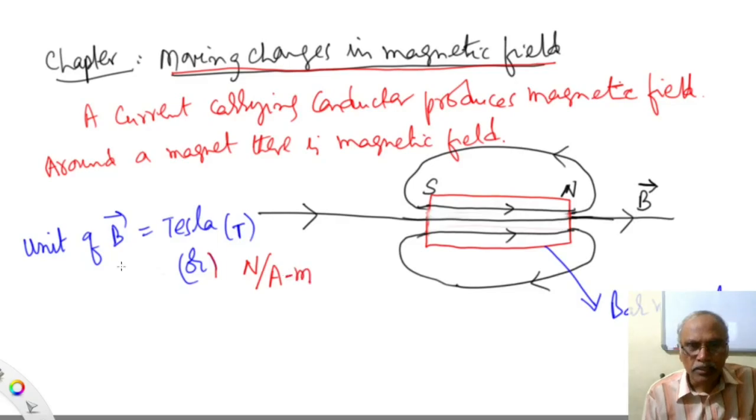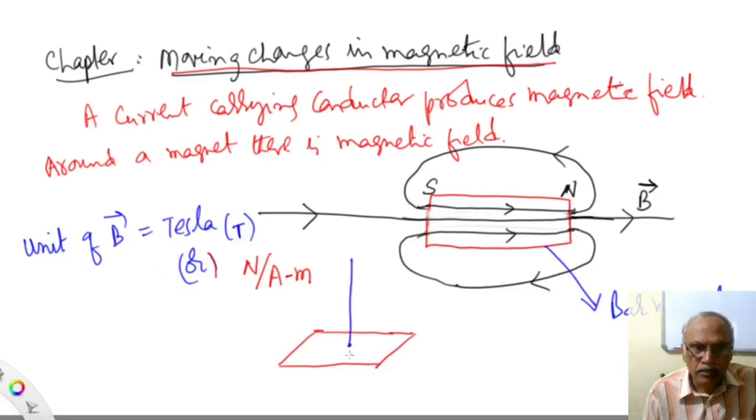The direction of magnetic field at a given point is along the tangent drawn at the point on the magnetic line of force. Suppose there is a current carrying conductor. For example, this is one plane surface, and consider one straight conductor. Current through this conductor is I amperes.